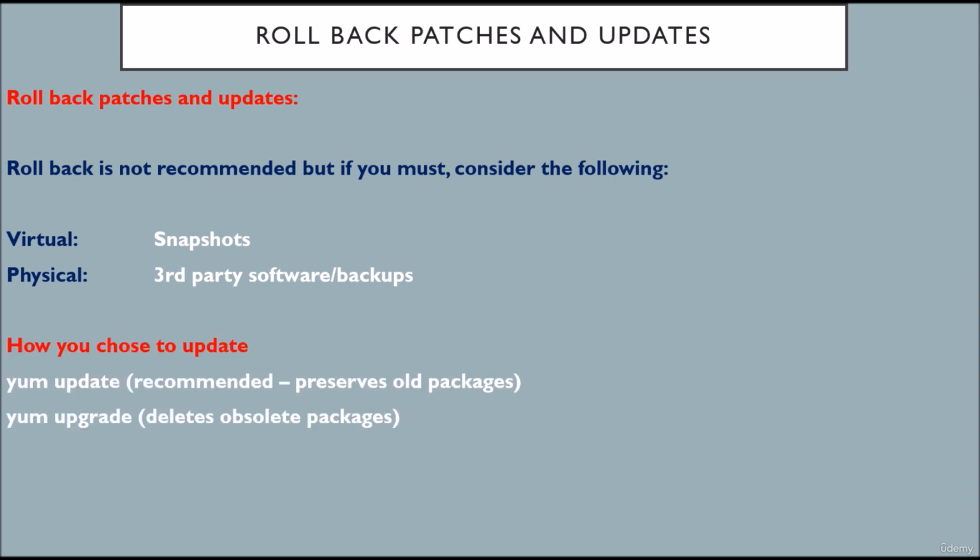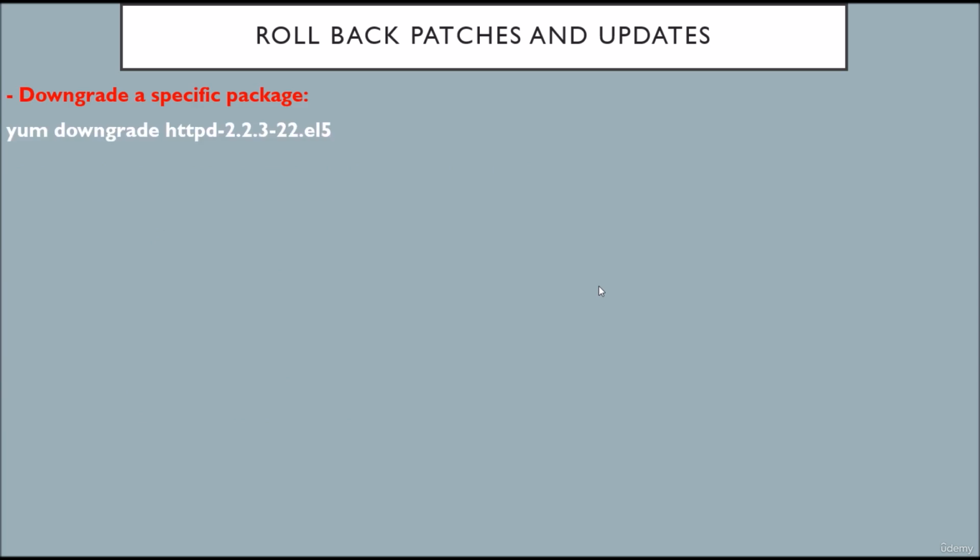How you choose to update is also important. If something goes wrong and you need to recover your system, and if you have used yum update, which is the recommended method to update your system, it preserves old packages. There's a good chance that you may be able to roll back. Yum upgrade, on the other hand, deletes obsolete packages, so it'll be a bigger problem for you when you try to roll back patches and updates. So keep that in mind when you try to roll back.